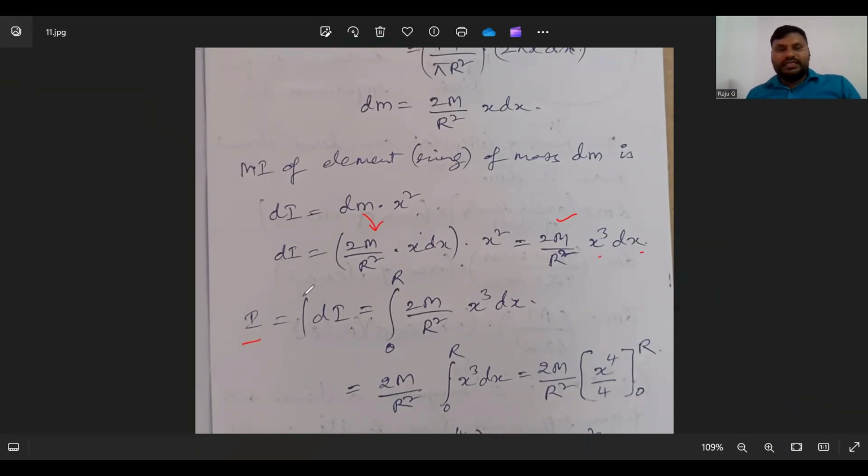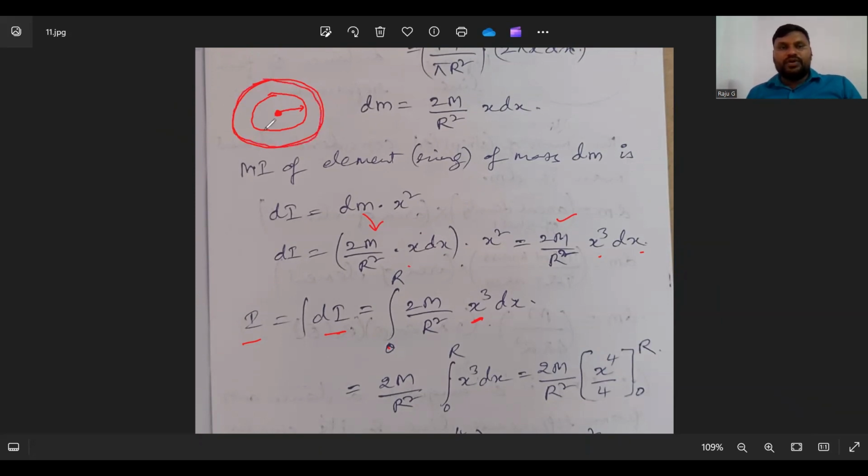I is equal to integral dI. We do integration for all such elements varying from the center, from 0 to r. Why 0 to r? Here x is a variable. If x is 0, the element is at the center of the disk. If x is equal to r by 2, then the element is at a distance r by 2. If x is equal to r, then the element is this last strip.